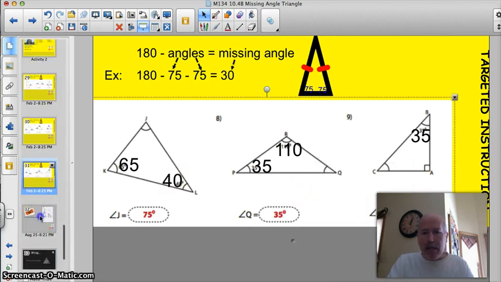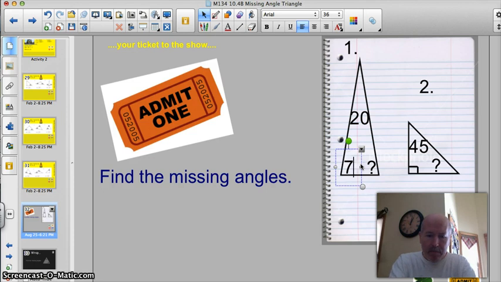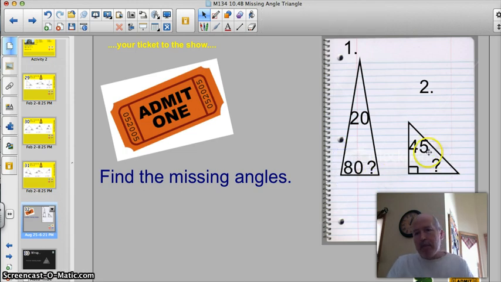Our ticket to the show today. Find the missing angles. We got 20, 70, and something. And you know what? This one is wrong. Let me change that. This is 20 degrees, 80 degrees and something. And then you've got a 45 degree, a something, and of course that angle there, which I'm going to make you figure out. All right, take a quick peek at those.